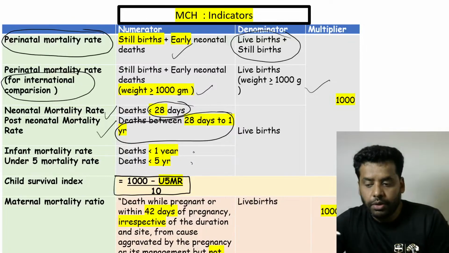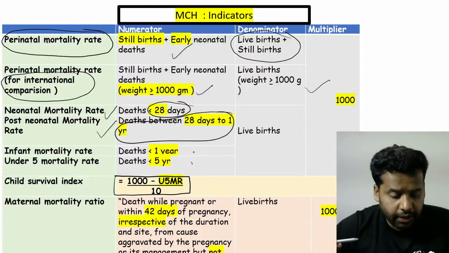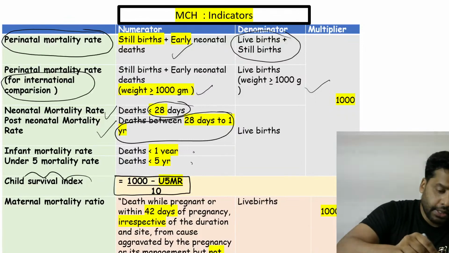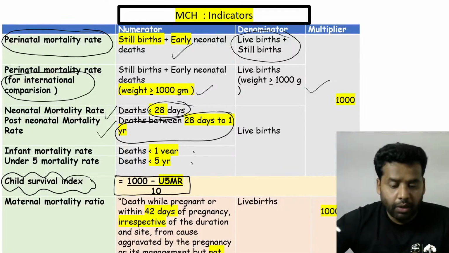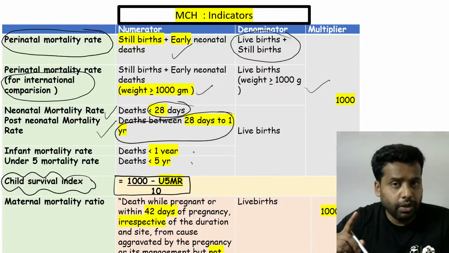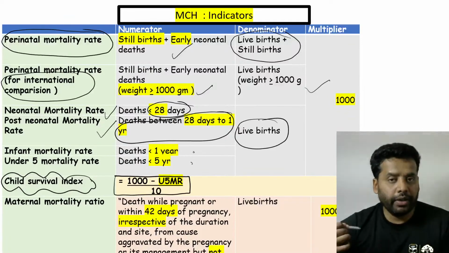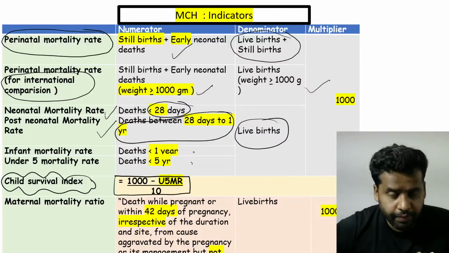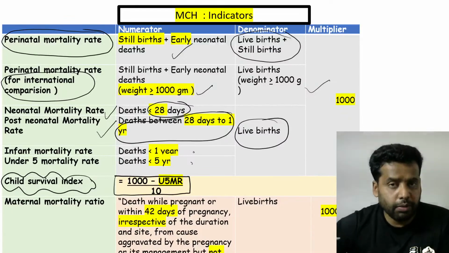And you have to substitute in this formula: 1000 minus under 5 mortality rate by 10. This is the formula for child survival index. What is the denominator of neonatal mortality rate calculation? Live births. What is the denominator of infant mortality rate? Live births. Usually we ask to calculate infant mortality rate, calculate neonatal mortality rate.